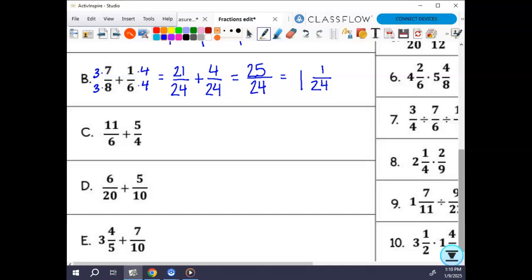Okay. Any questions at all? All right. What do you think you want your denominator to be for C?